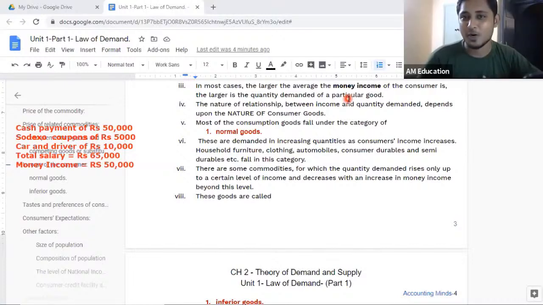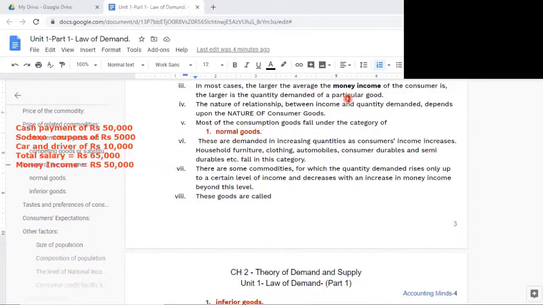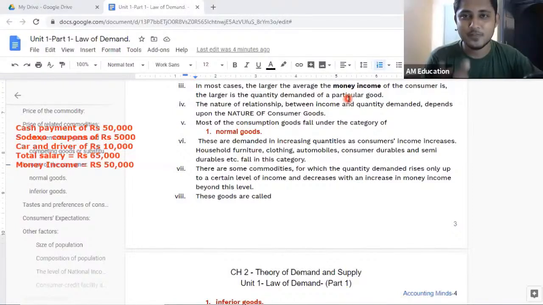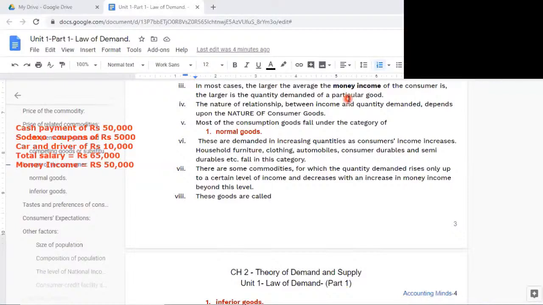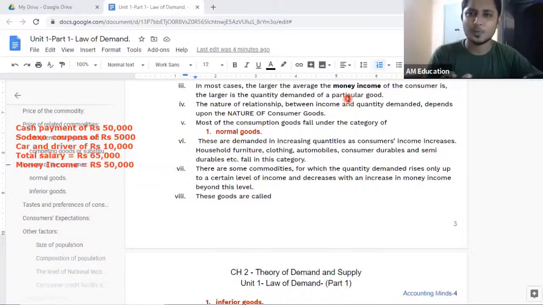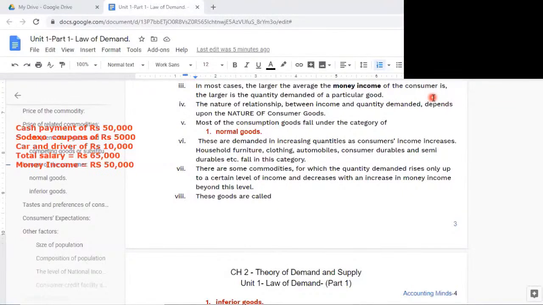Of course, I won't eat that much rice. But in childhood, imagine if you had 10 rupees, we'd buy 1 5-star chocolate. If you have 20 rupees, I'll buy 2 5-star chocolates. If I had 1 rupee, I would buy 1 eclair. If I had 2 rupees, I would buy 2 eclairs. So as income increases, the demand for a commodity also increases.